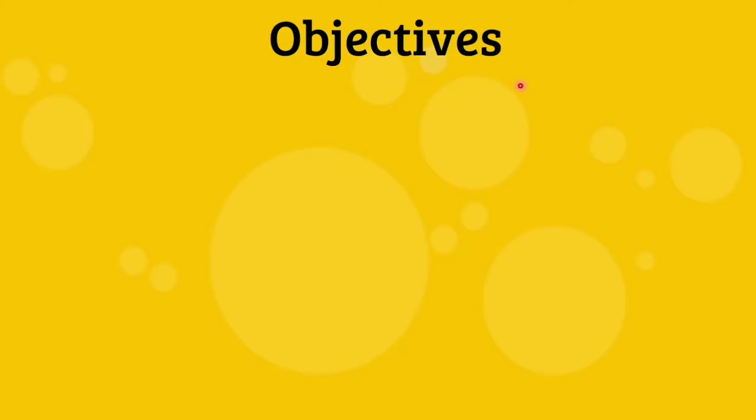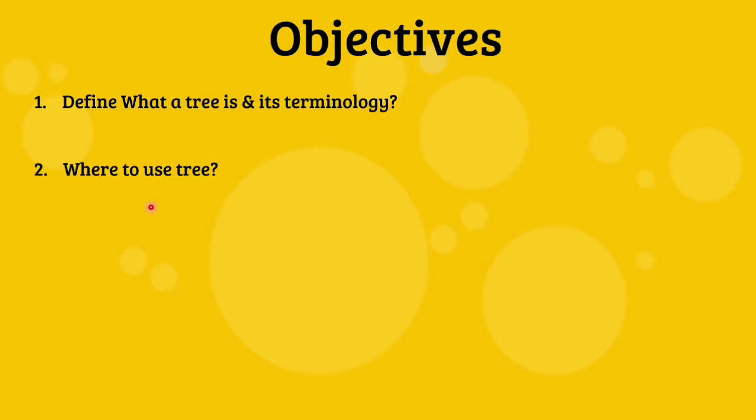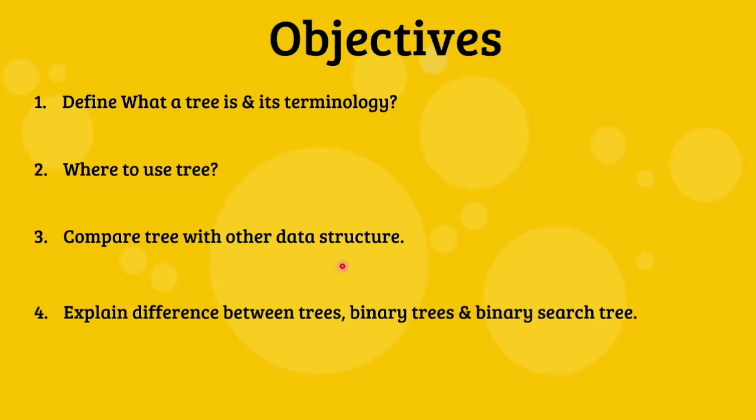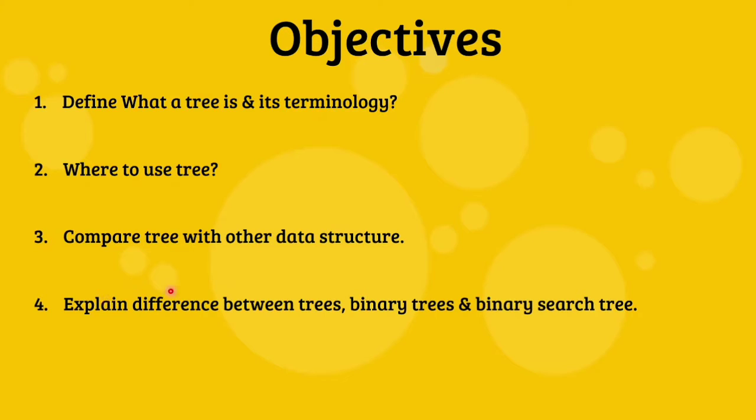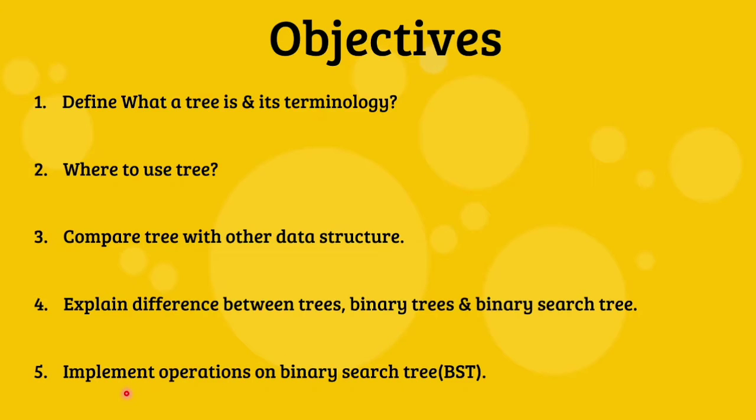So let's begin. Firstly, we will see what objectives we will cover with trees. First, we will define what a tree is and its terminology. Then we will see where to use trees, and then we will compare trees with other data structures. After that, we will explain the differences between trees. Then we will talk about the different kinds of trees which we have, and then we will focus on only some of the trees. There we will implement operations on the binary search tree. Once our objective part is clear, let's begin with our first objective.